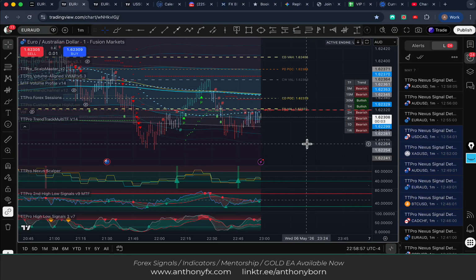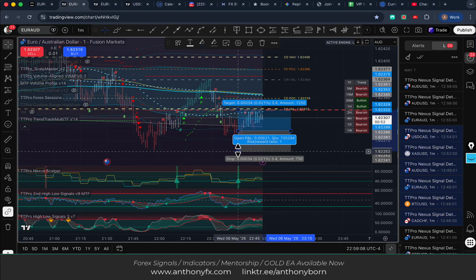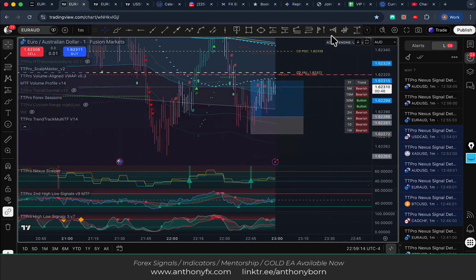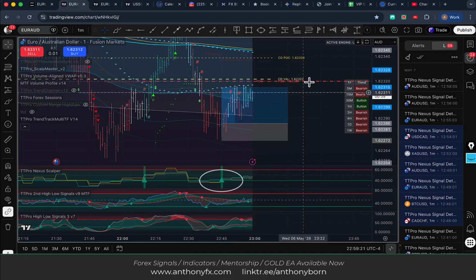Alrighty, we are having a look at the Nexus Scalper indicator down here. I'm just going to have a look, see how these are performing on the 1 minute chart. Alright, look, signal fired here, we take that trade. That's up at 2R already.